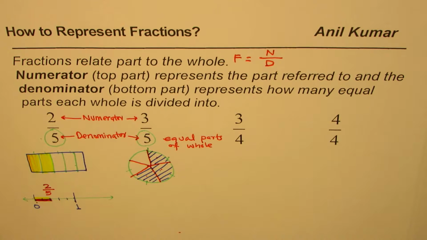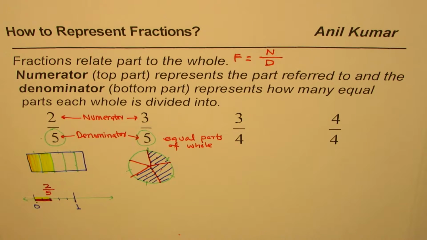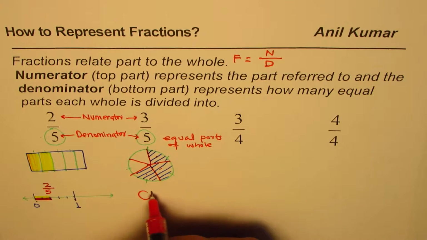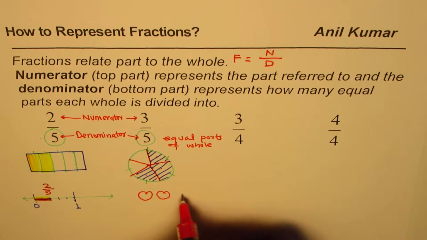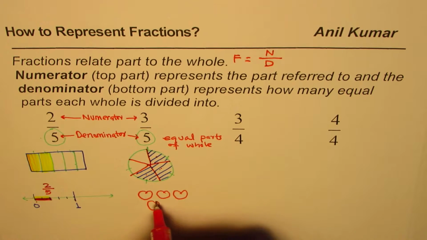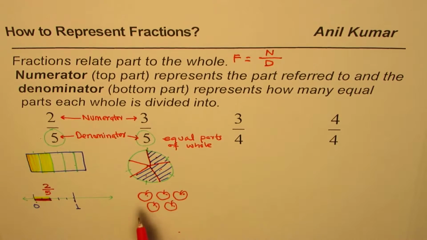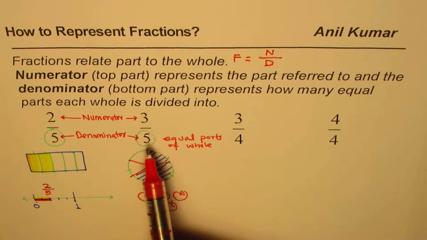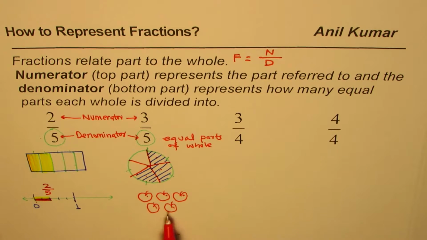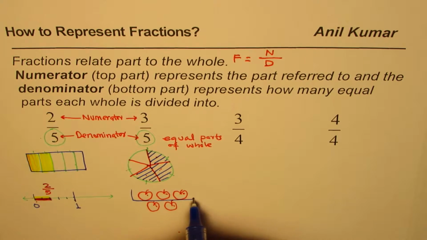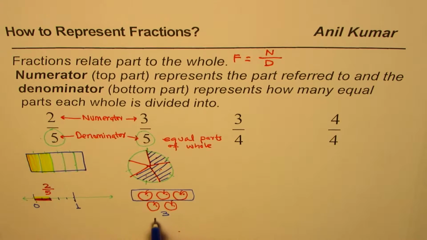Correct? At times we could have 5 pieces, let's say 5 apples, right? So we could also have a situation like this, that we have 5 apples. Let's say 1, 2, 3, 4. Now they look like apples, right? So if we have 5 apples and we want 3 out of 5, that means we can select these 3. So that represents 3 out of 5 also.